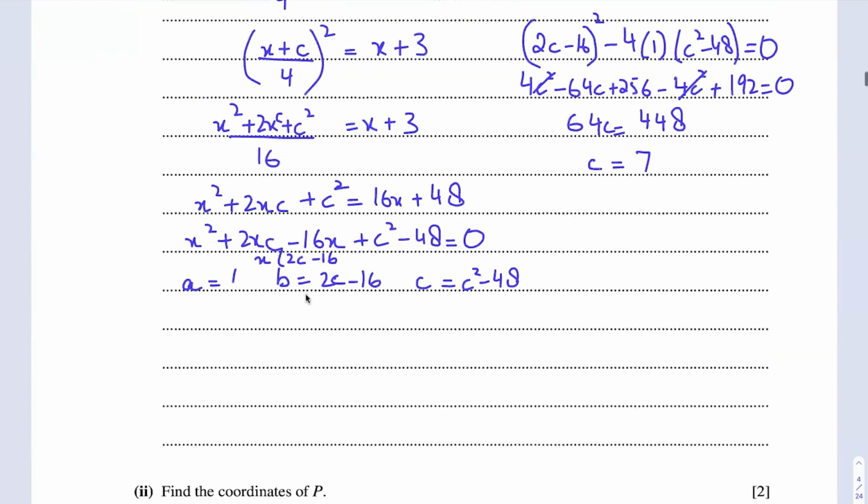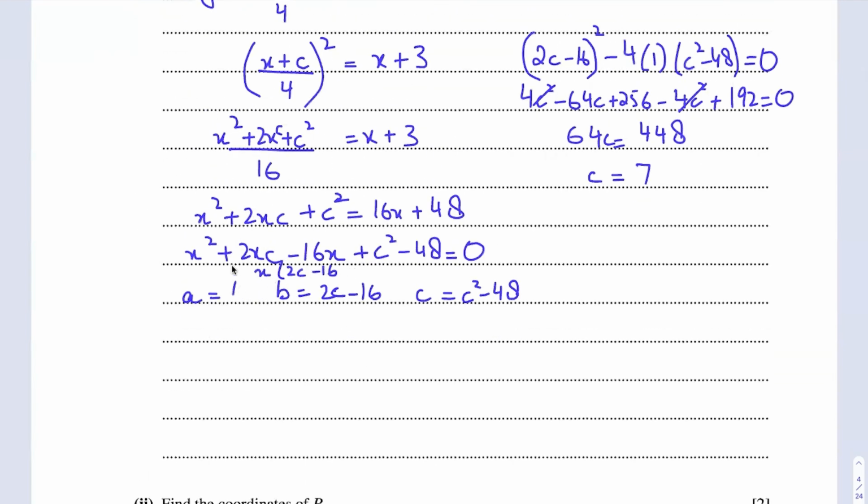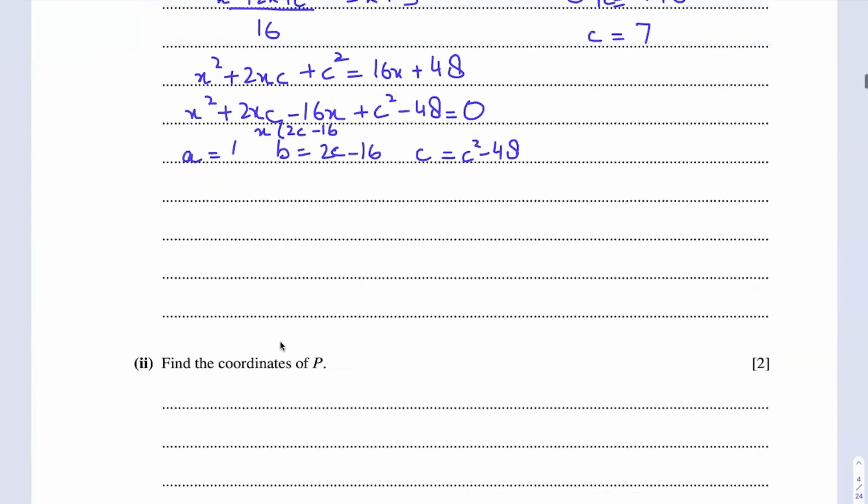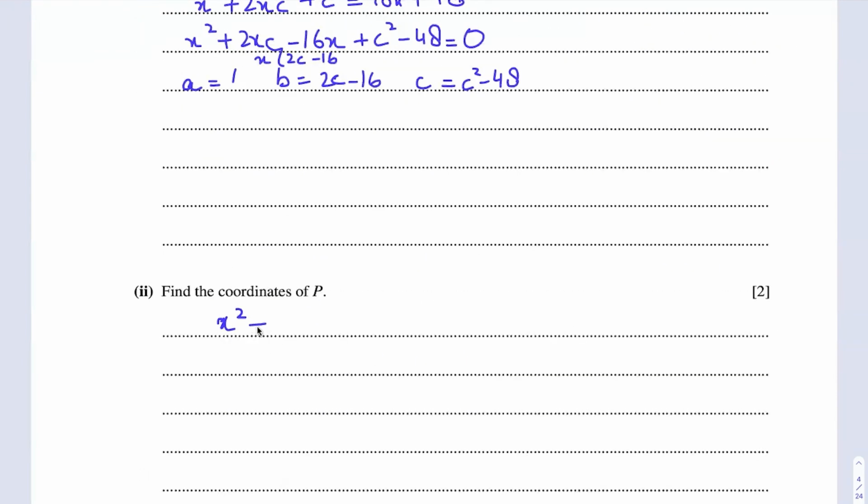In part 2, we have to find the coordinates of P. To find the coordinates of P, we'll use the simplified form as we had already equated the two equations. So we have x squared plus 2xc.